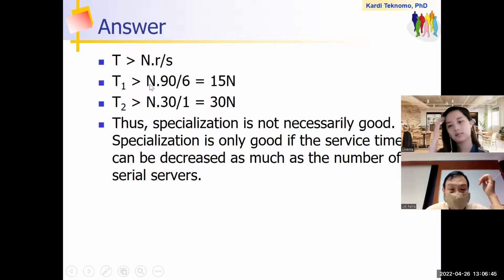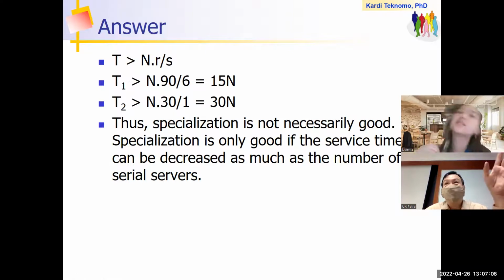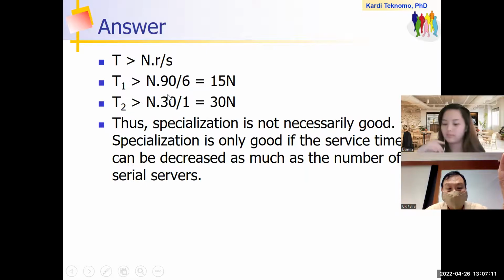So then you will see that if we put in, R is 90 over 6, because it's parallel server, so you have 6 servers. But because of serial server, this is what many people don't realize: serial server is basically just one server, regardless of the number of people that you put in. So then 30 seconds divided by 1, that is actually 30n.